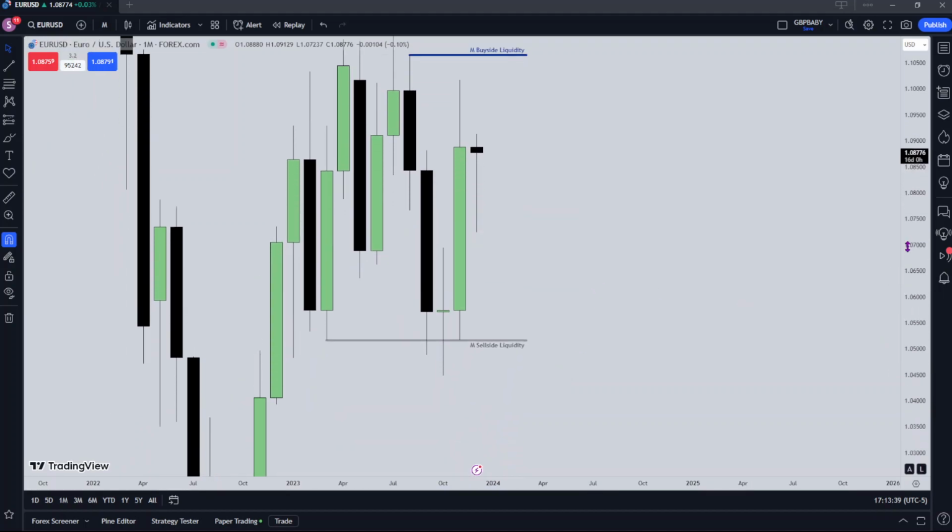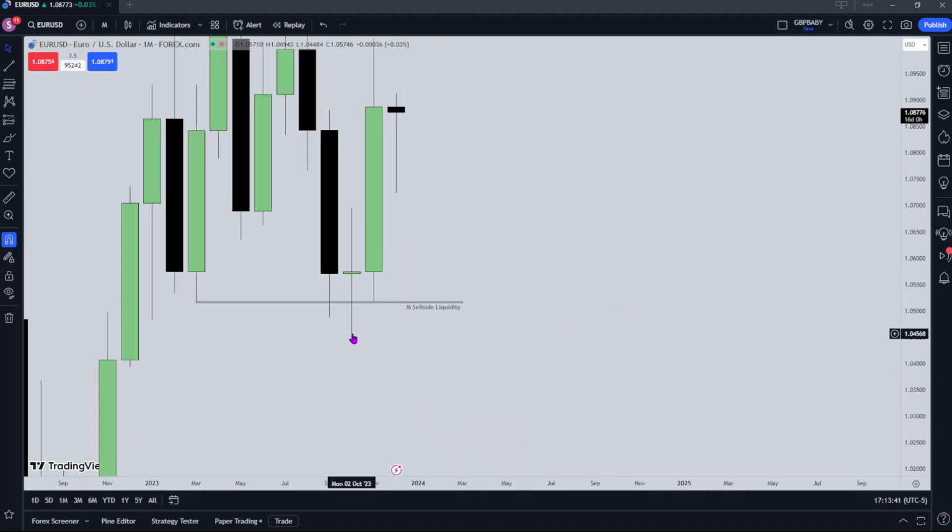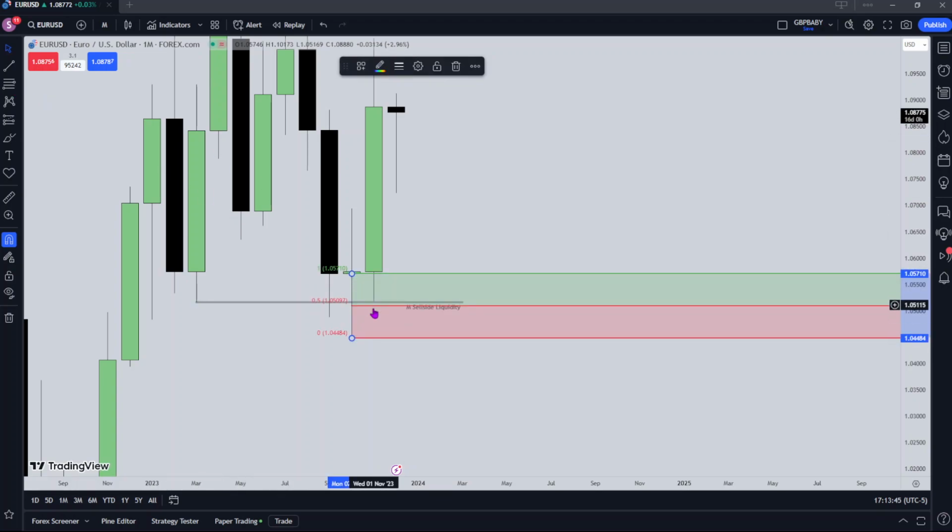Then another thing I want to bring our attention to is the 50% level of this wick. That's what we call consequent encroachment. We also traded down into that. Well, we just about missed it. When price fails to reach consequent encroachment, such as here, it does suggest a level of bullishness.